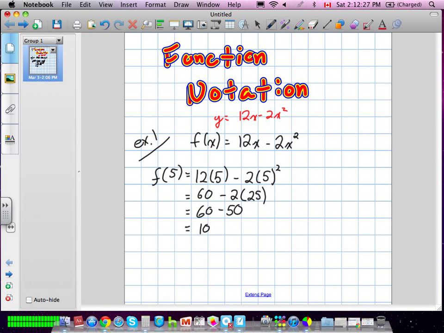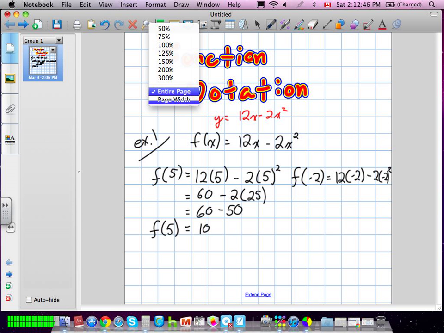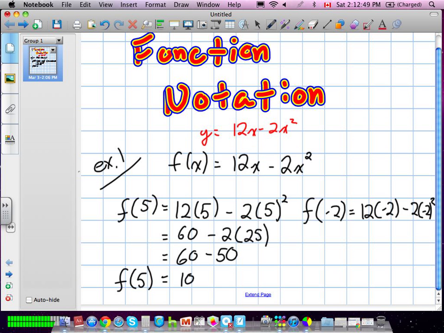Now they can give you the same type of function and give you a different input. For instance, they've used negative 2 on the second one here. So you have 12 times negative 2 minus 2 squared. I'm going to zoom in a little. That's better. Okay. So it's the same idea, and we go about solving the exact same thing. The only difference is we're using the same function, like we said before. The only difference is the input is different. We've changed x to negative 2.